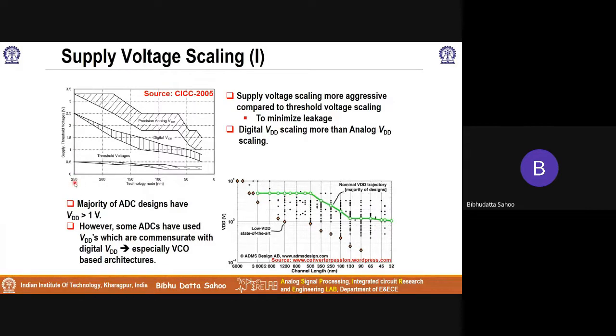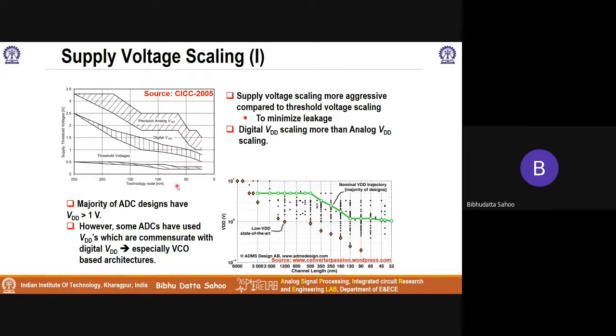So for 0.25 micron, the supply voltage is 2.5 volts or 3.3. Like that, for 0.35 micron, the supply voltage is 3.3. That is a typical rule of thumb until 90 nanometer. After that, the supply voltage has been kept almost constant at 0.7, 0.8 volts. In, let's say, 7 nanometer also it is close to 0.7 volts, 0.77, 0.75 volts is the supply voltage.